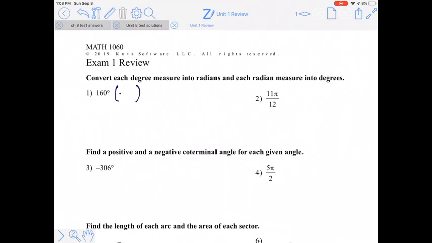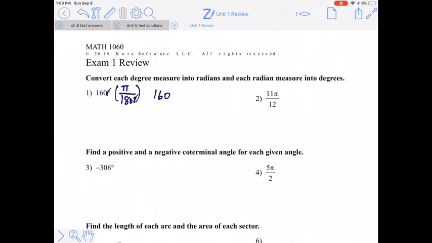So if I'm going to try to cancel out degrees here, then I need to have degrees in the denominator. So 180 degrees is the same as pi radians. So now I can cancel out the degree unit of measure.